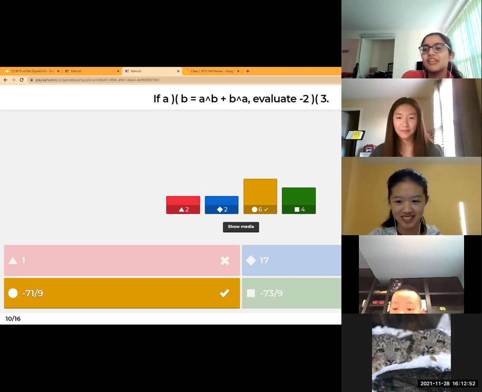So you already narrowed it down to the bottom 2. And also, because you're adding to the negative number, you're reducing the absolute value. So it would be -71 over 9, right?